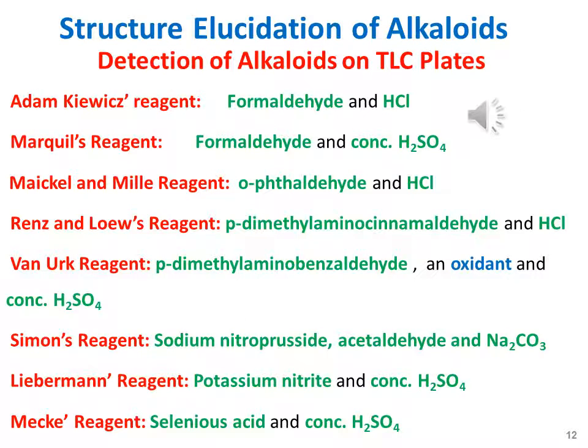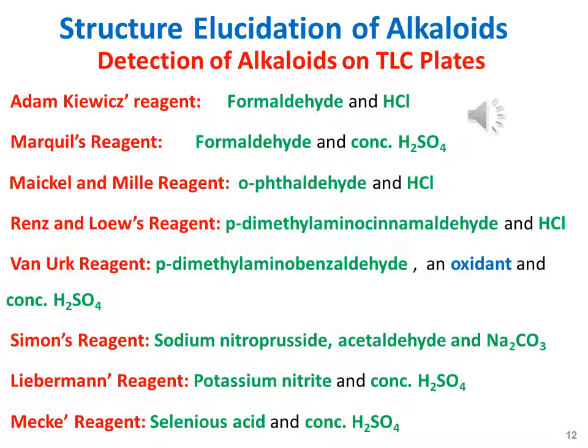Alkaloids from plant samples or animal samples are separated through thin layer chromatography. Once they are separated on the thin layer chromatogram, their detection on the chromatogram is necessary. For this purpose, the thin layer chromatogram is sprayed with a reagent that reacts with the alkaloid and gives a specific color. These reagents can be used for the detection of alkaloids on the thin layer chromatogram. One is called the Adam-Cavies reagent.